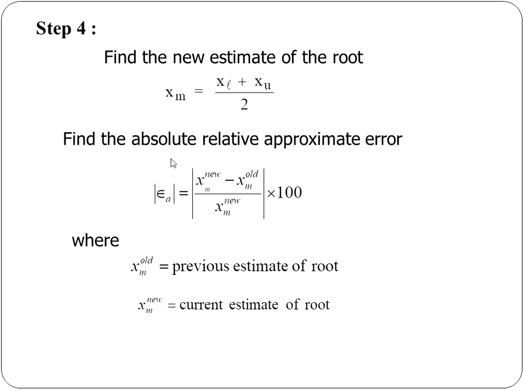Then you can find the absolute relative approximate error, which can be used when you are solving the numerical for accuracy. So if accuracy is given, you can find xm new minus xm old divided by xm new, into 100. By using this formula you will get the absolute relative approximate error. Now there is the fourth step you have to use for solving the numerical on bisection method.